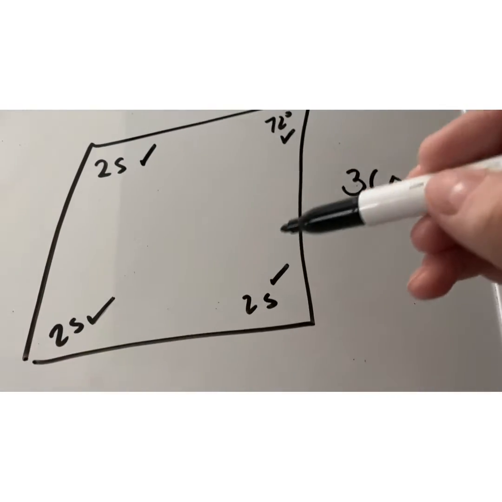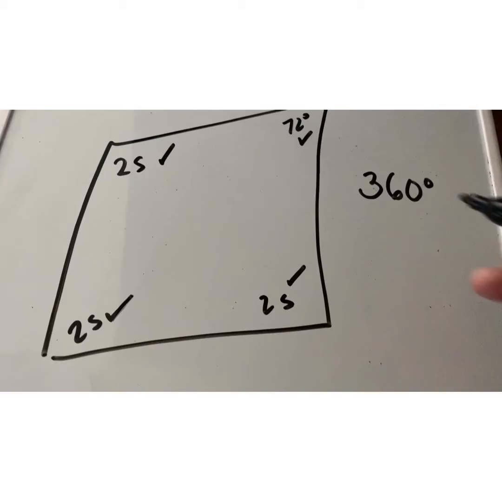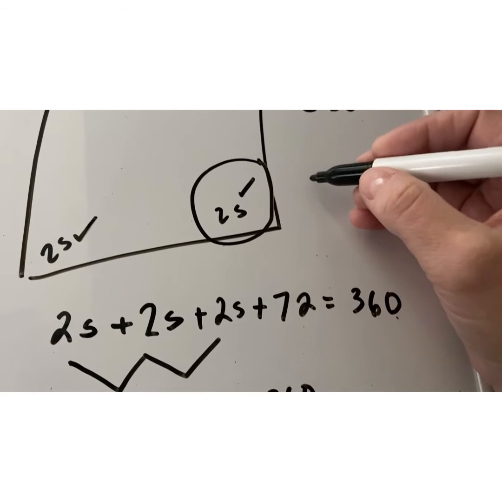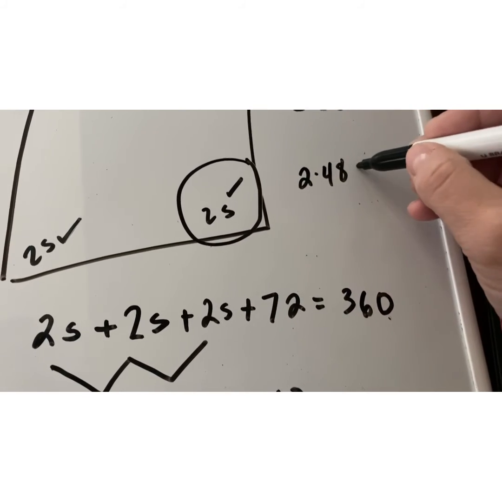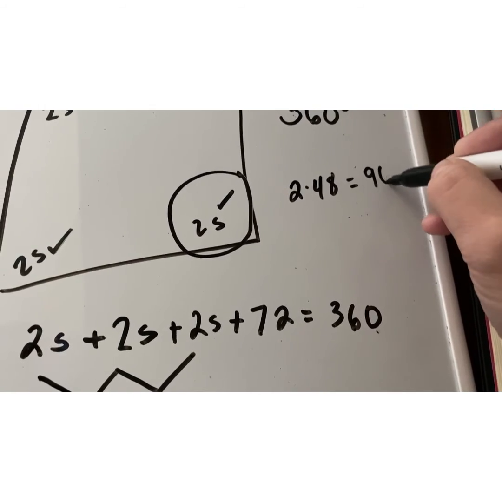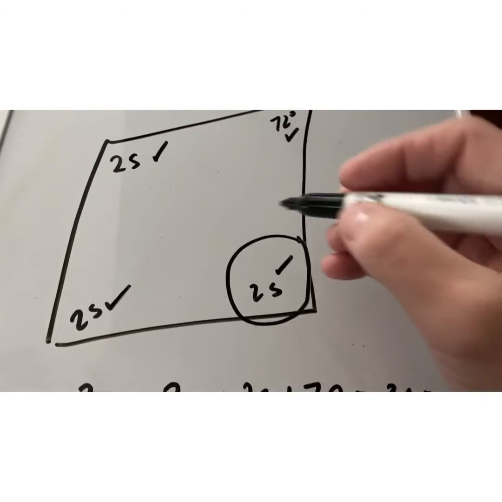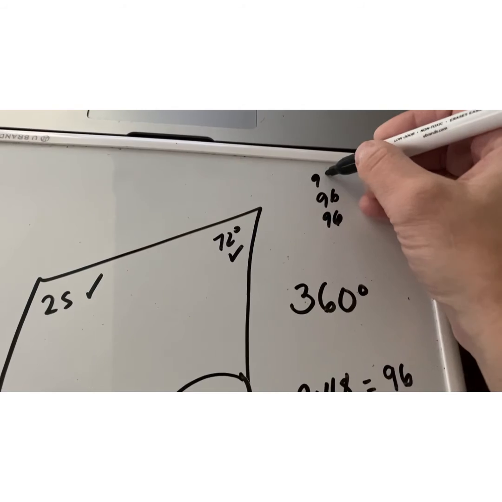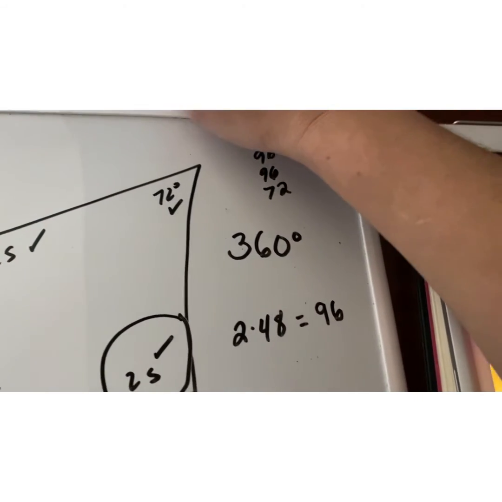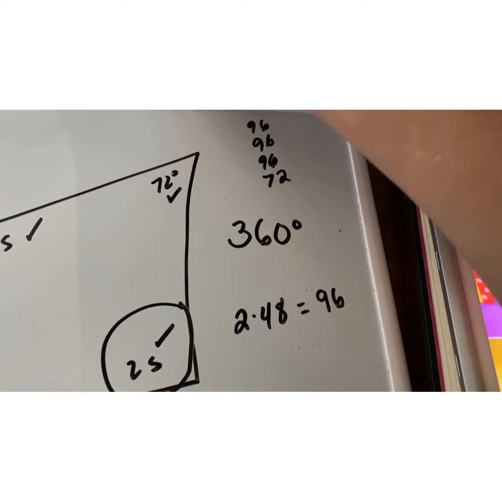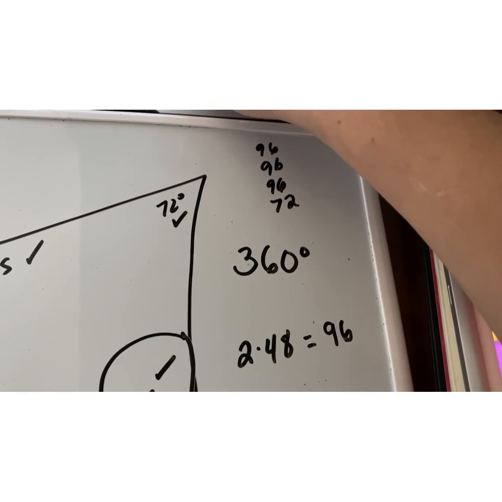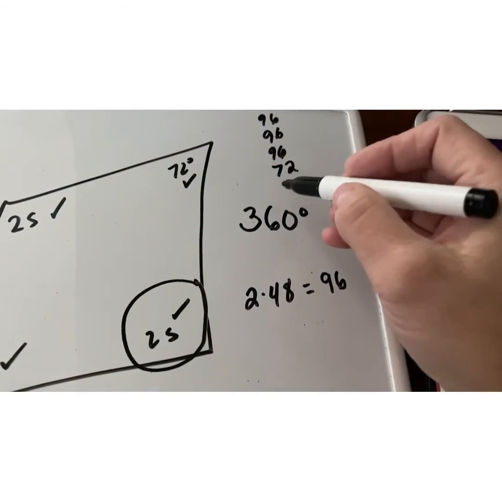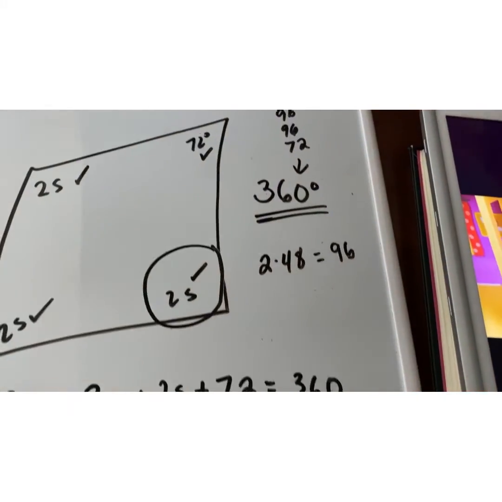So if it would ask you what s equals, we would know s equals 48. But if it asked you what one of these would equal, we would have to do the math. So 2 times 48 equals 96. And then let's just double check that that would work, because if each of these were 96, 96 plus 96 plus 96 plus 72. I'm going to put that in on my calculator. 96 times 3 is 288 plus 72. And that gives me 360. So we know we're correct.